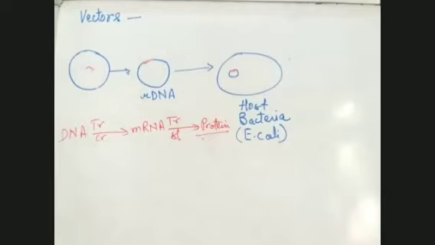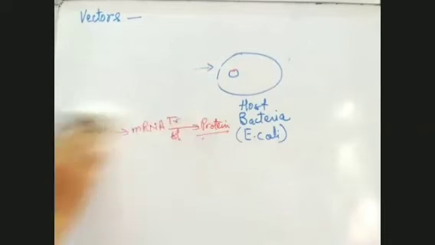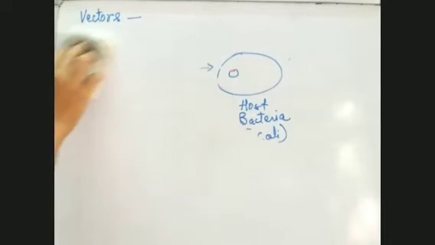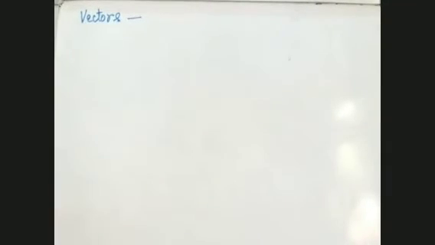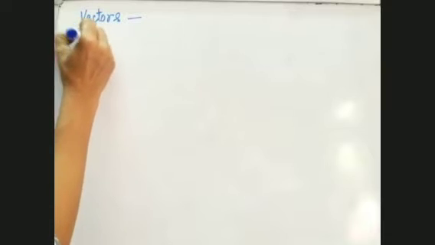Now, first of all, we will study what are the characteristic properties of a vector, or what in general a vector should have. How do we consider a vector a suitable vector to carry a desired gene into the host cell? What type of vector do we consider suitable to carry the desired gene into the host? Now, the characteristics of a vector.